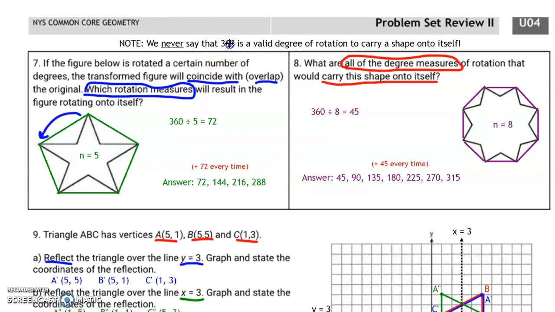We never say 360 is a valid degree of rotation to carry a shape onto itself, because any shape when rotated 360 degrees is carried onto itself. So we don't say 360 is one of those degrees of rotation.